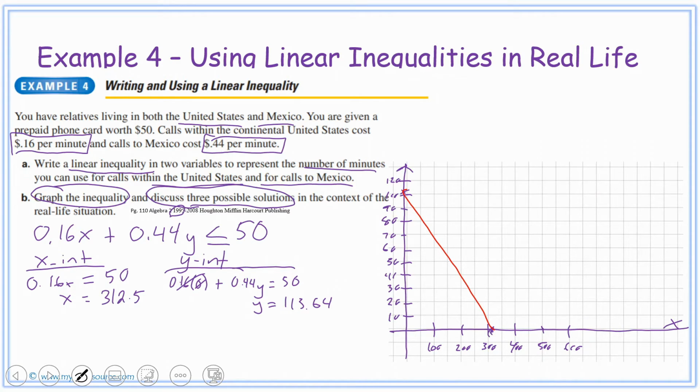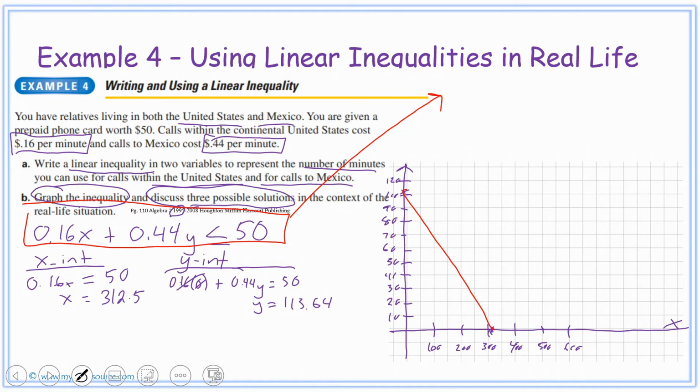All right, so we have our line there, and now it asks us to discuss three possible solutions for this real life situation. So first, where would we shade? What would represent the inequality there? Well, we use our inequality here to assist us. You can either substitute a point in to see if it passes or fails, as the book shows, but I like to just use the slope intercept method.